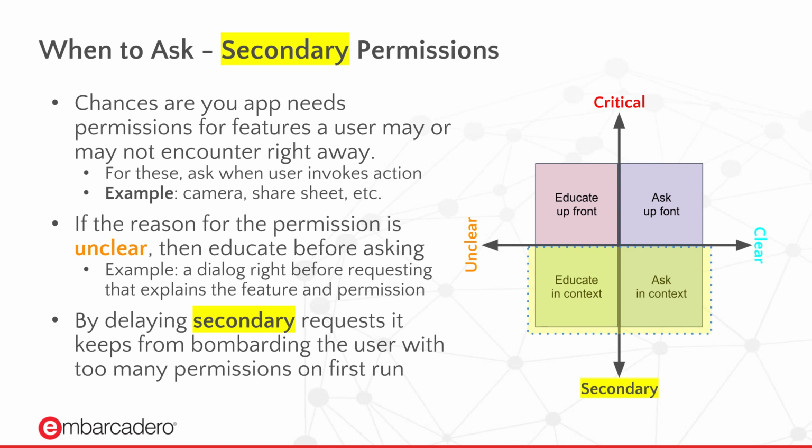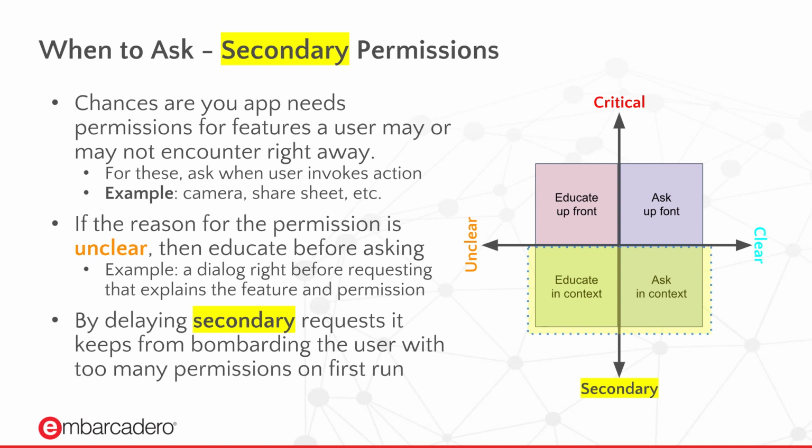It might be unclear why they need it, because it could be that they're going into a screen to collaborate or share something, and you need contact information, and they might not realize that this needs contact information. It doesn't make any sense to them. So you're going to want to provide information. You're going to educate them as to why you need it. Maybe it's a dialogue. It could be the rationale, whatever, telling them why you need that permission.